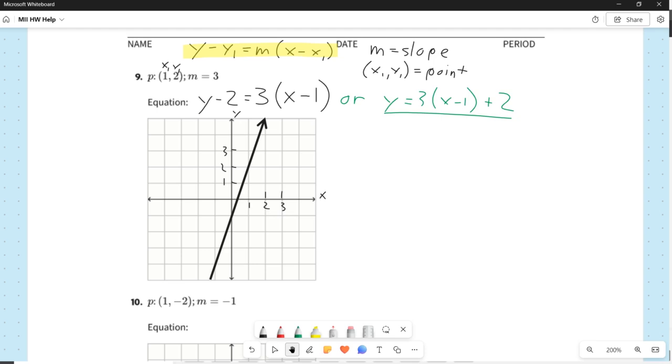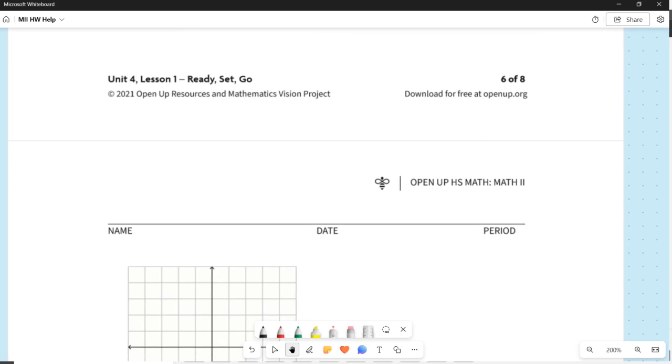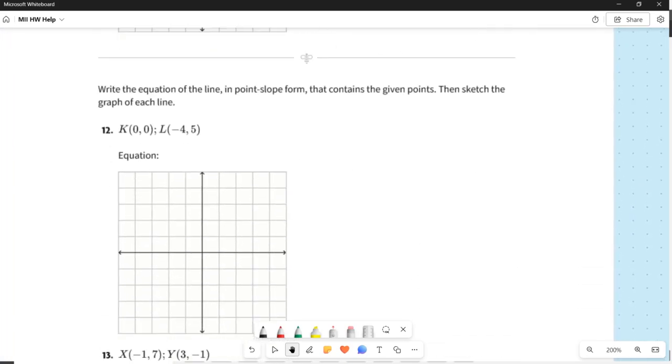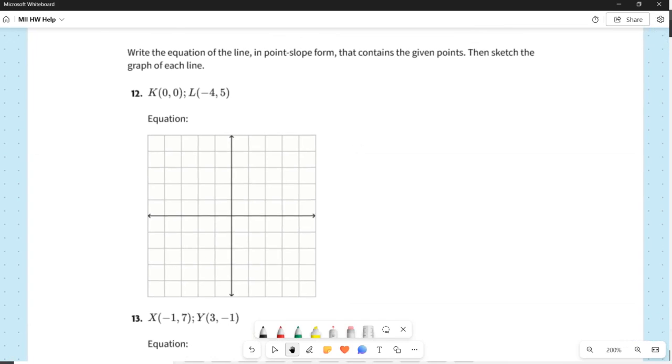The next assigned question was number 12. All right, question 12 has a different set of directions. So for 12, write the equation of the line, again in point-slope form, that contains the given points. Then sketch the graph of each line. Once again, point-slope form, y minus y1 equals m parentheses x minus x1.